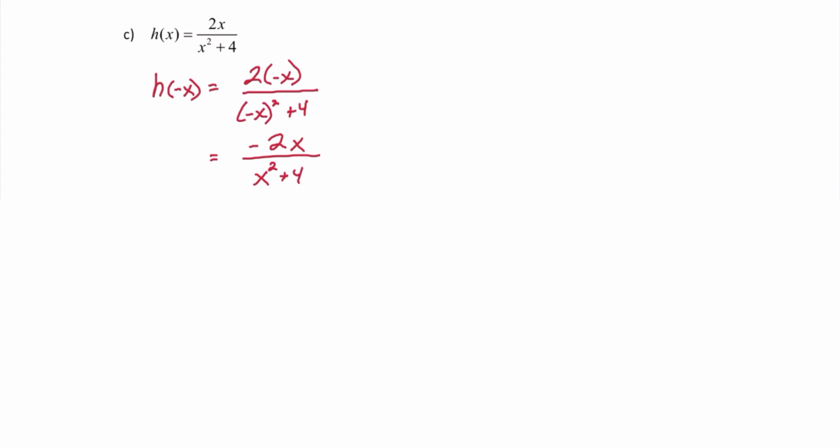This equation is not the same as the original h function, so we know it's not even. To test to see if it is odd, we will take this equation and factor out a negative 1. We can pull the negative out of the numerator or the denominator, but not both. In this case, let's pull it out of the numerator. We're left with 2x over x squared plus 4.